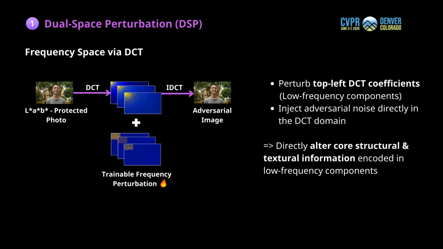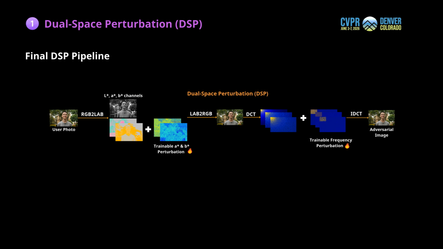The second part of DSP works in the frequency domain. Using the LAB-protected image, we apply DCT and perturb the low-frequency coefficients in the top left sections, which capture the image's most important core structure and texture. Instead of adding superficial pixel noise, Anti-I2V directly alters core structural and textural information used for video generation. Finally, DSP combines LAB color perturbation with DCT-based frequency perturbation, producing an image that remains visually similar to the original while being more robust to adversarial purification and common transformations, and still maintaining strong disruptive effects on I2V generation.